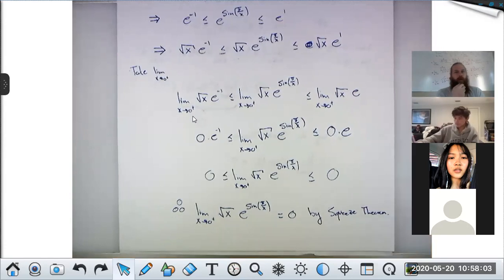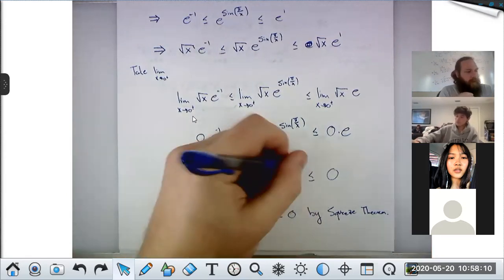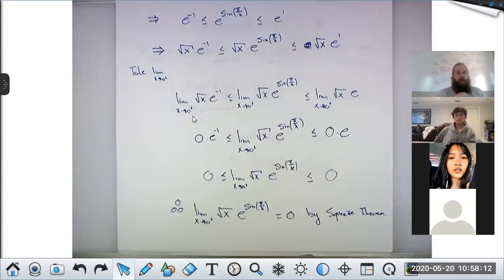So these squeeze theorem problems will take some practice, building the inequality and getting comfortable with the steps. I wouldn't expect it to feel easy at first, but if you practice it enough, you will be able to get your head around it and you'll get comfy with the mechanics. Questions on these last two problems, how we solved them, what we did, why we did it.